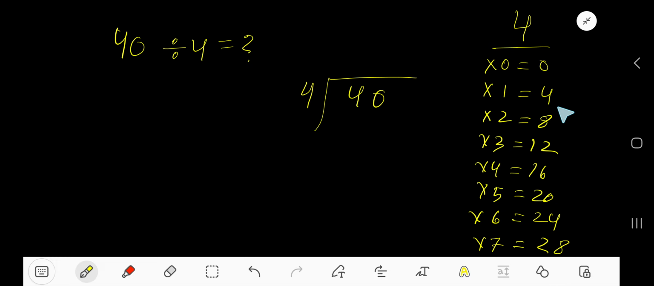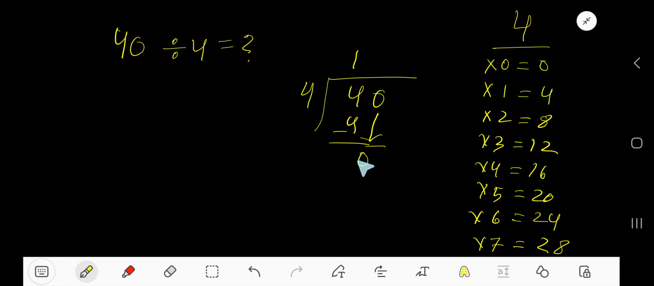4 goes into this 4 how many times? Our current dividend here is 4. 4 goes into 4 one time. 1 times 4 gives you 4. Subtract, you are getting 0. Bring down this 0. 0, 0 means actually 0.